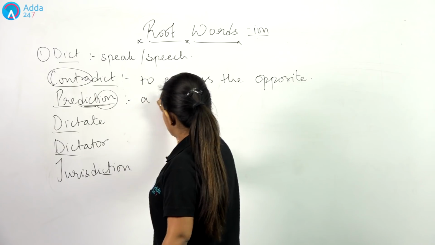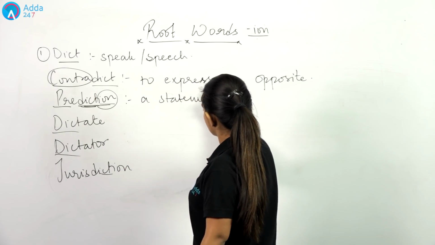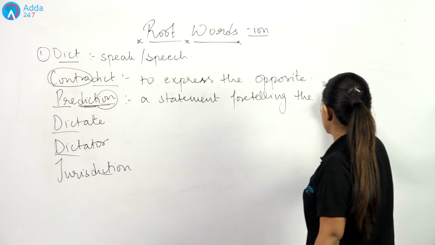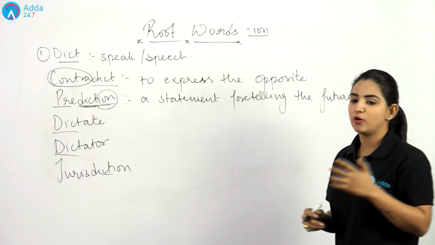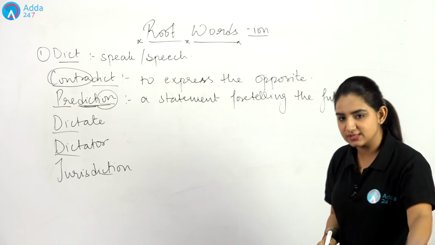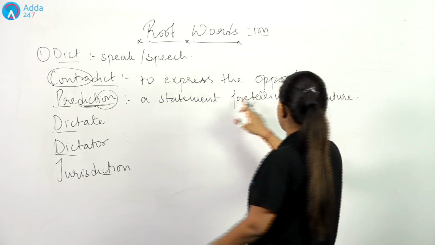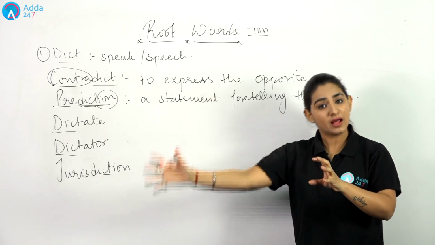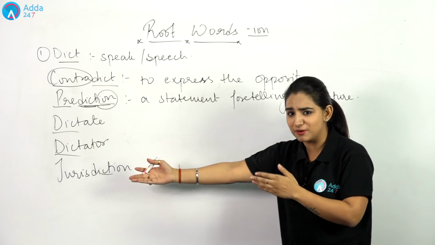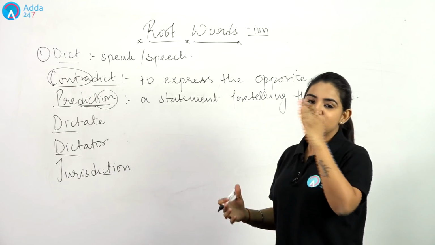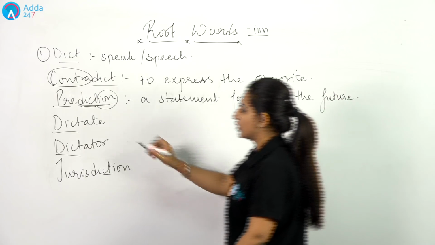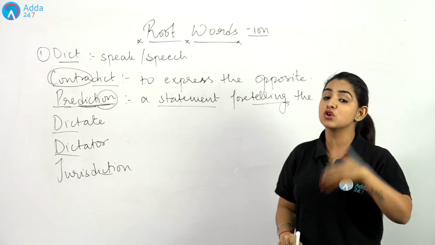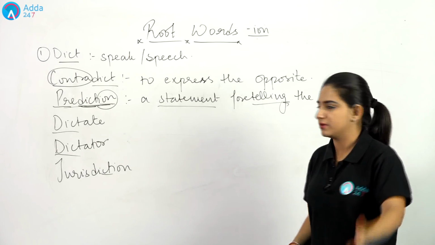It means a statement foretelling the future. That means half of our population is going crazy, is going mad about this thing only, a statement foretelling the future. They believe in what people tell them, that this is about to happen in your life. It will actually not happen, but the people are going crazy about this, and this is what we mean by prediction. When you have a statement and that statement foretells your future, that something is about to happen, right?